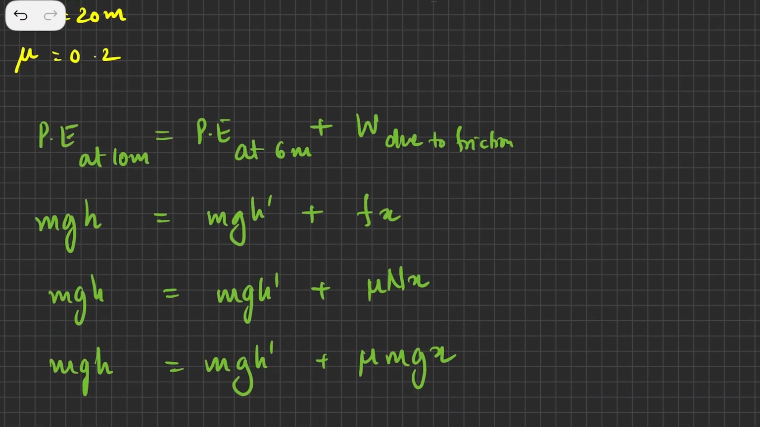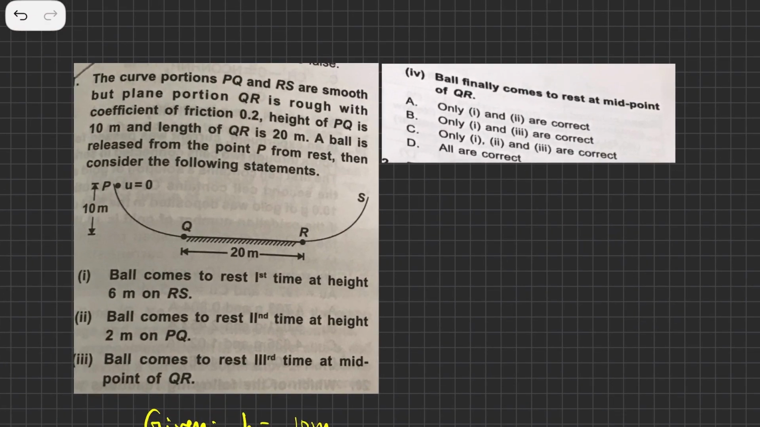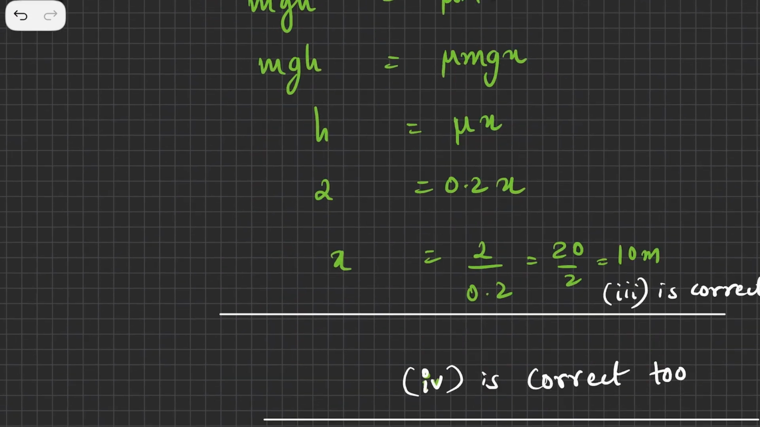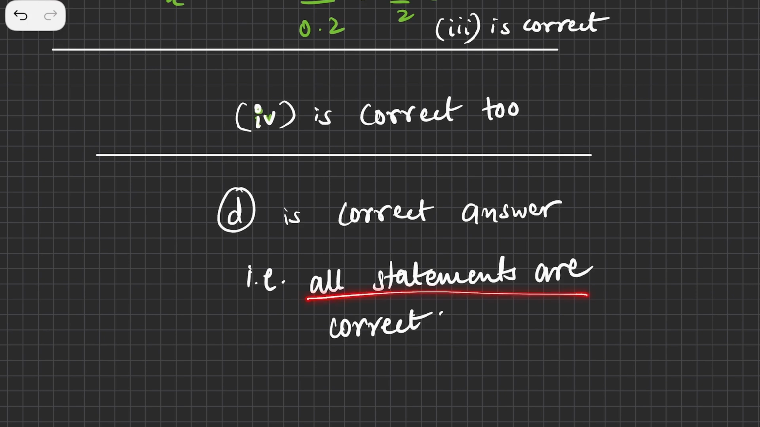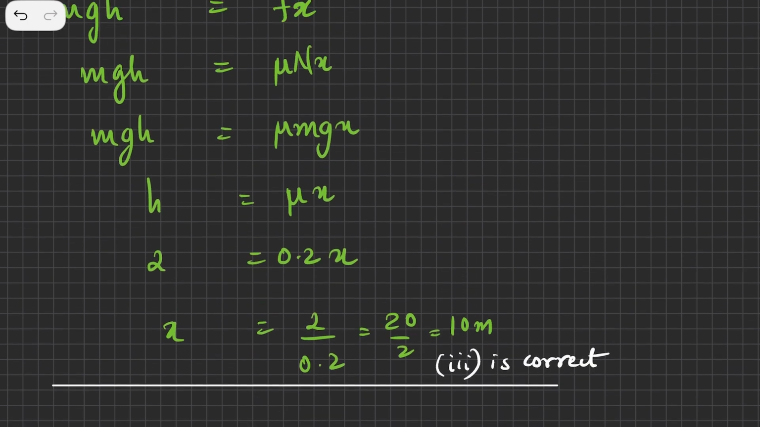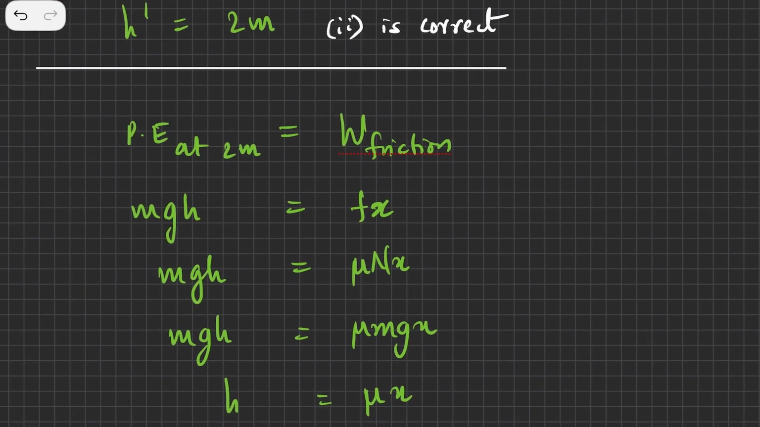Again I repeat, because this ball is not able to cross this 10-meter line, it is going to finally come to rest. It is not going to move ahead any further. That's why all the options are correct, and you will find that option D is the correct answer. All statements are correct.